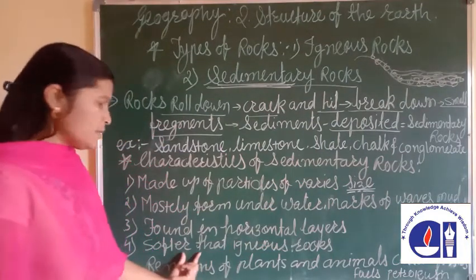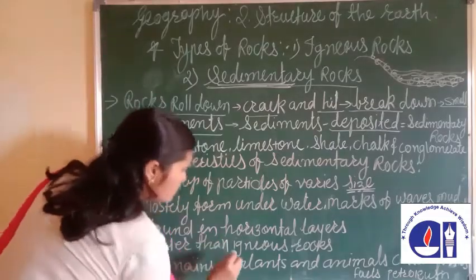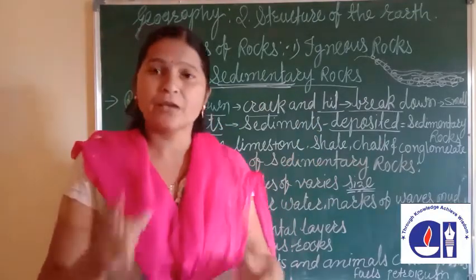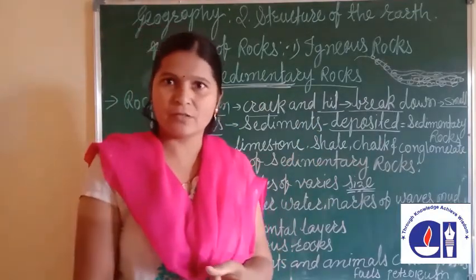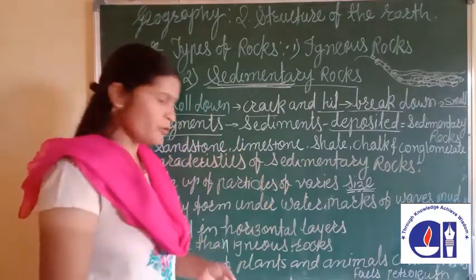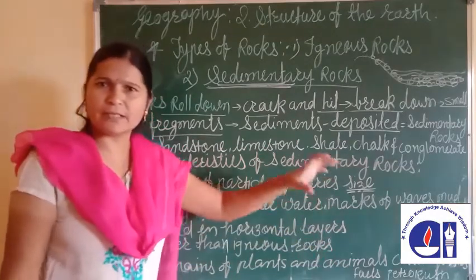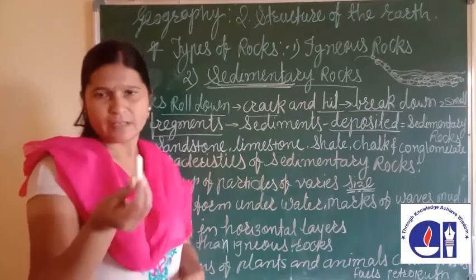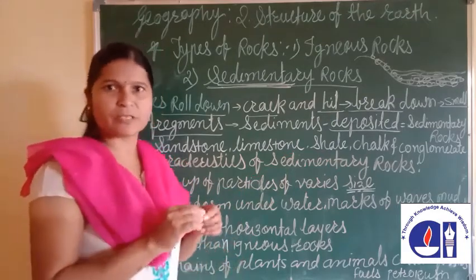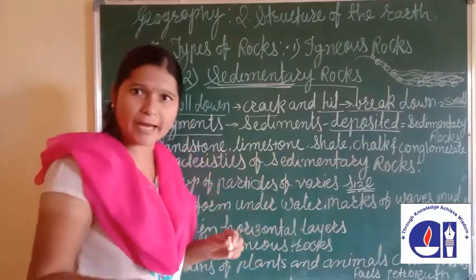Sedimentary rocks are also softer than igneous rocks. As we have seen, igneous rocks are hard and compact, but in comparison to igneous rocks, sedimentary rocks are softer. As we have seen, chalk is an example of sedimentary rocks, and we know chalk is very soft. We can break chalk into pieces with our hands also.